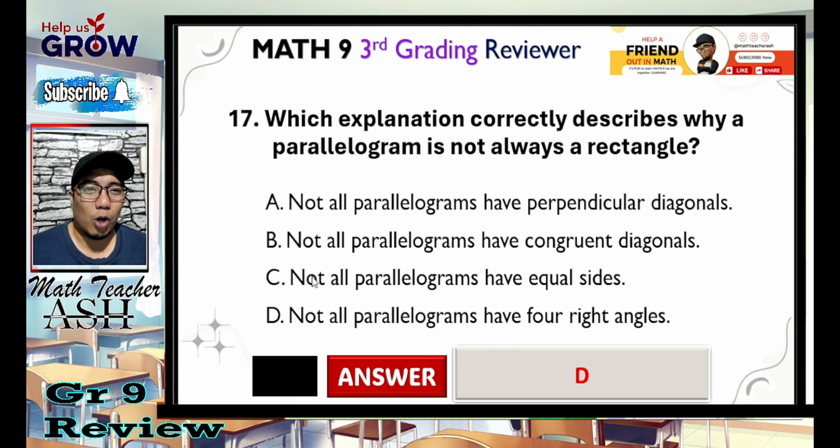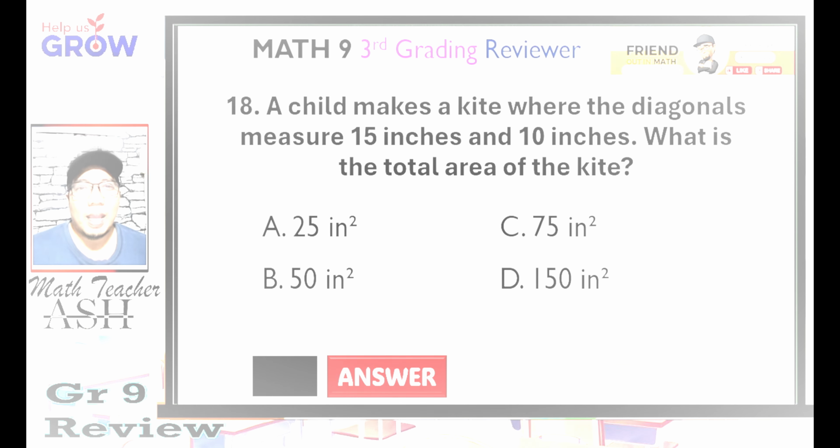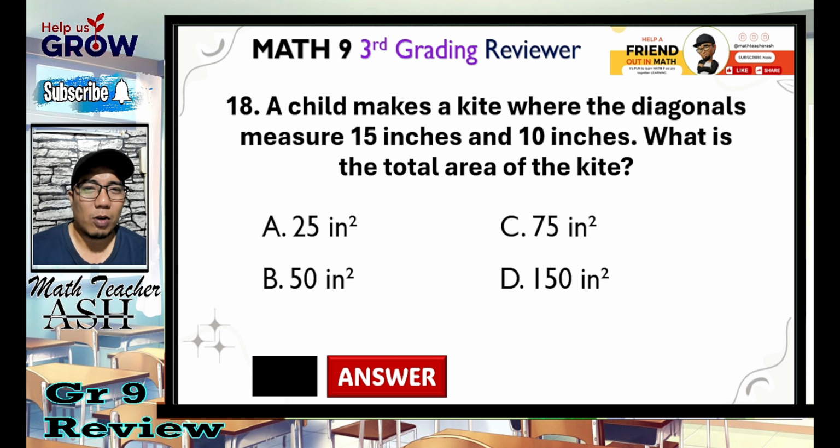So now let us go to question number 18. A child makes a kite where the diagonals measure 15 inches and 10 inches. What is the total area of the kite? Is it A, 25 square inches, B, 50 square inches, C, 75 square inches, or D, 150 square inches? I'll give you 5 seconds to think about your answer.